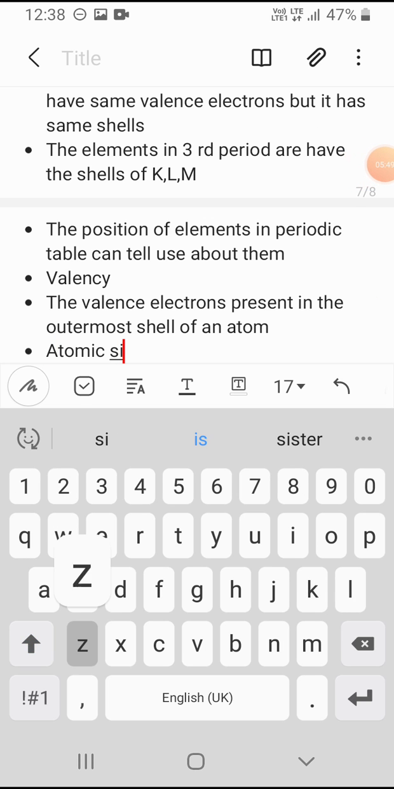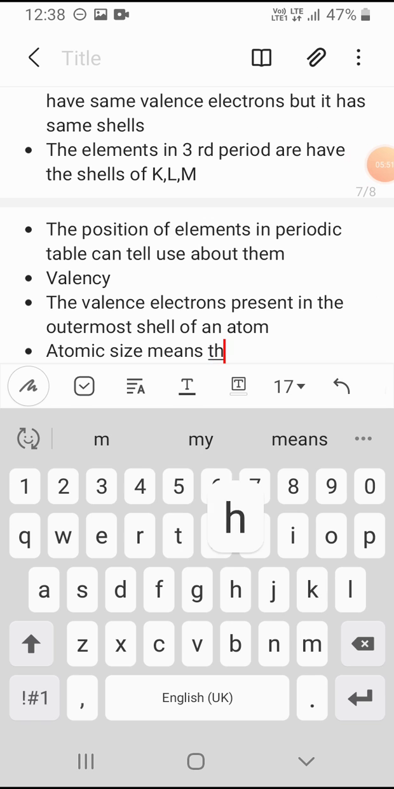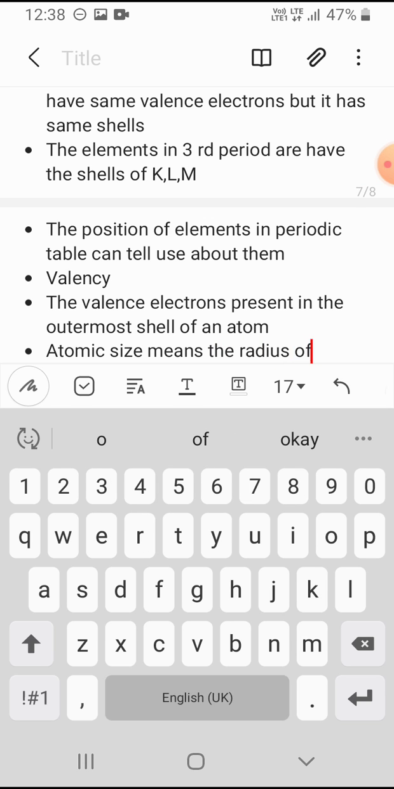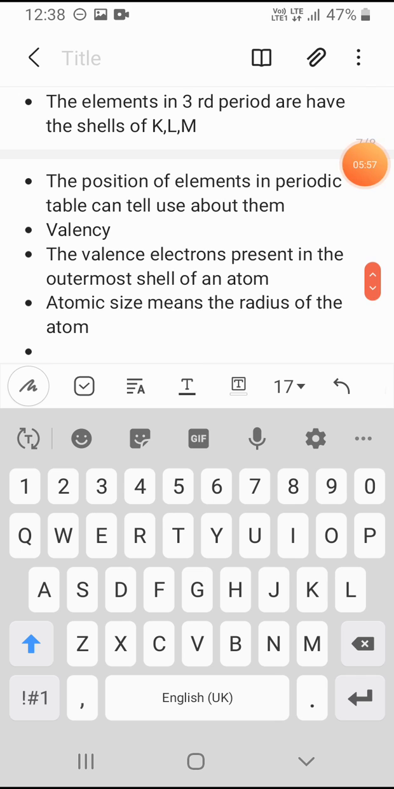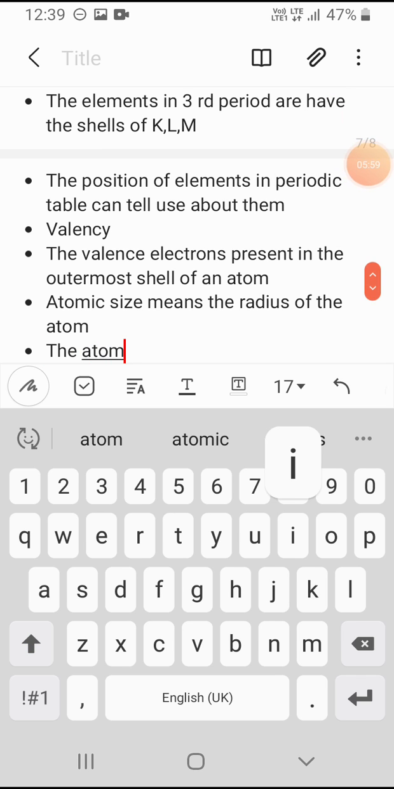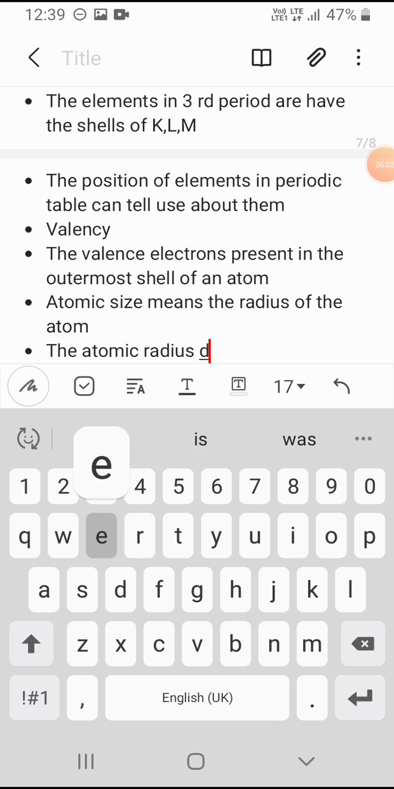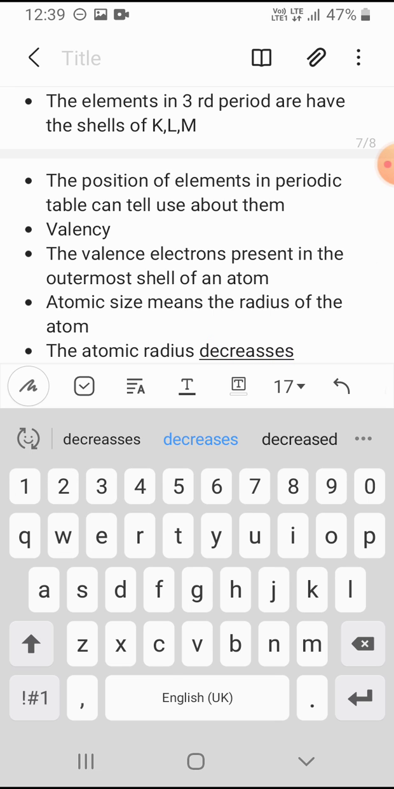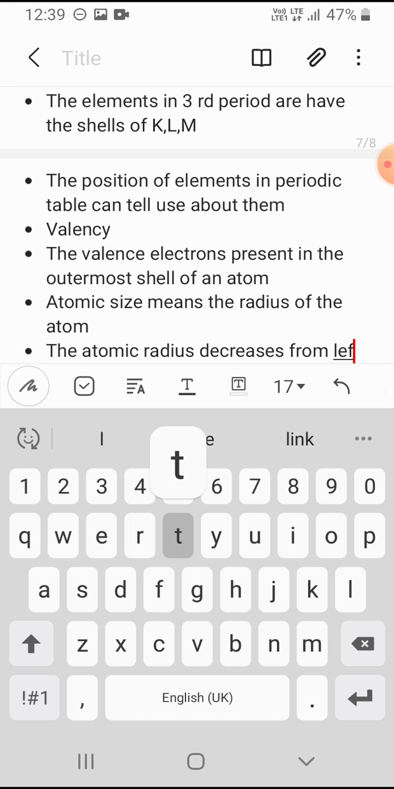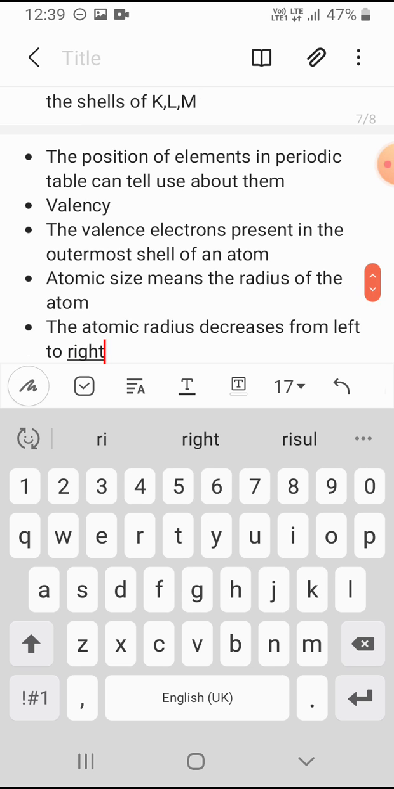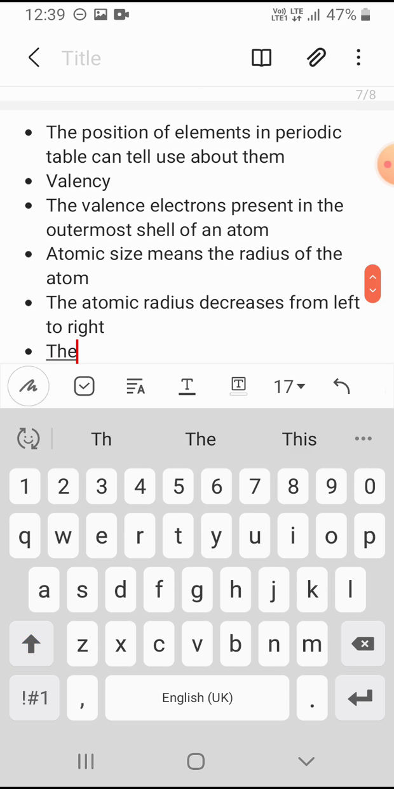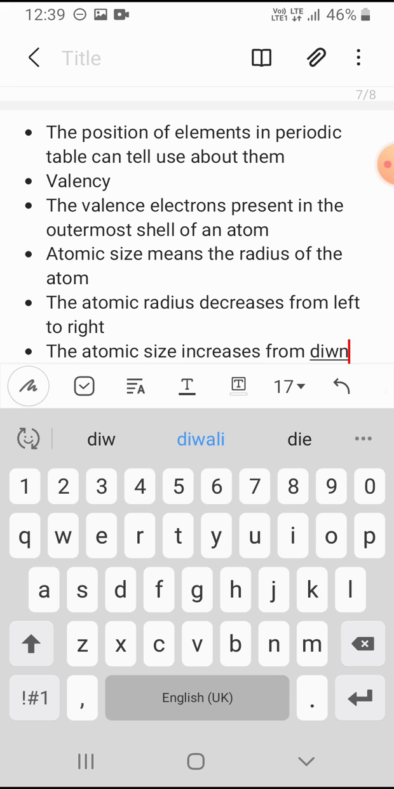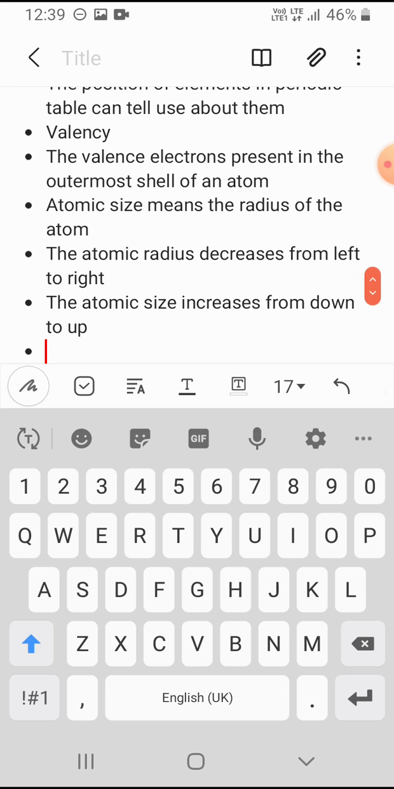Atomic size means the radius of the atom. Atomic radius is important. The atomic radius decreases from left to right across a period, and atomic size increases from top to bottom in a group.